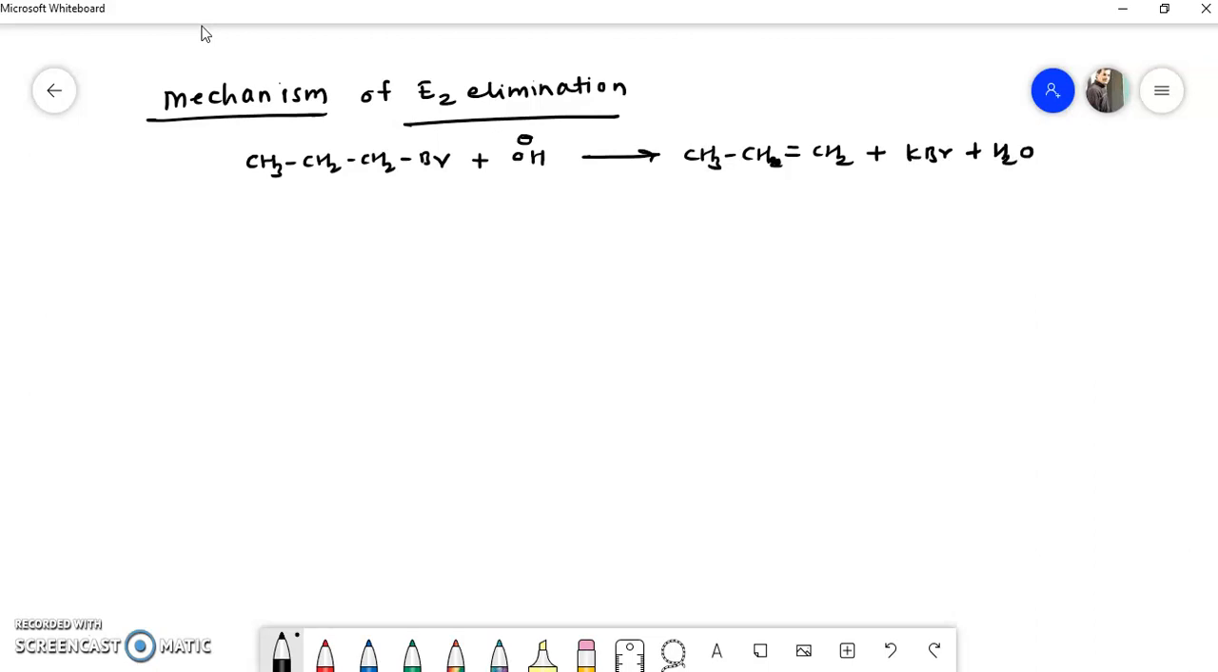Now we have to see the mechanism. Okay, now in the mechanism you know that the C-H bond and C-Br bond break simultaneously. So this starting material I will write in a different way to understand.